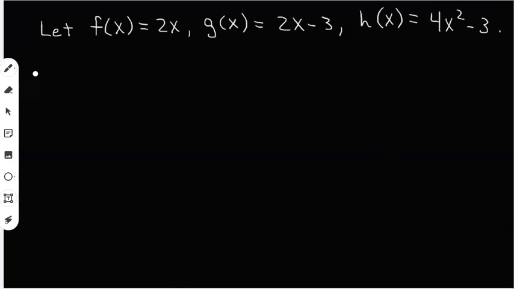So the first one we want to find is f of 3. What that means is 3 is going to be our input, and whatever our answer is going to be our output. So we're only going to be looking at the function f for now. F of x equals 2x. So we're going to keep the 2 the same, but we're going to exchange the x with a 3. So I'm going to put a 3 where the x used to be. And then 2 times 3 is going to give us 6. And that is our answer.